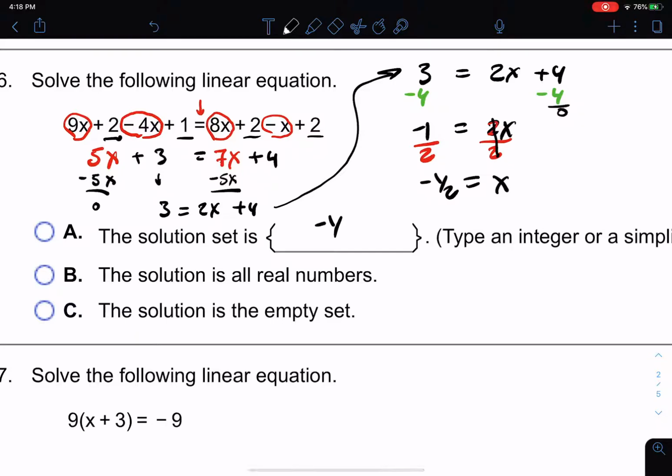Sometimes when people see halves or fractions, they panic and figure it's wrong. We could actually put this value back into the original problem and check it like we did on the first two problems. I'll let you do that. I'm going to say A is the solution. The solution is -1/2.